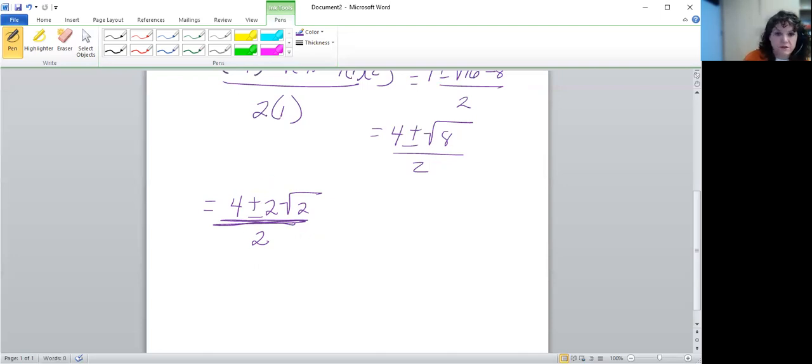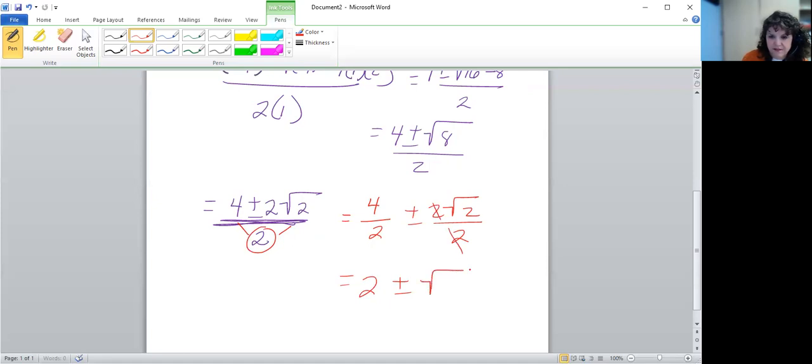Maybe it's easier for you to look at it this way, and maybe this is why they require this in MyLabs Plus. I can break this into 2 fractions. That 2 belongs to both sides, right? So I can do 4 halves plus or minus 2 square root 2 over 2, and then simplify, which would be 2 plus or minus 1 square root of 2. So your 2 answers are 2 plus the square root of 2 and 2 minus the square root of 2. So that is one example of the quadratic formula.